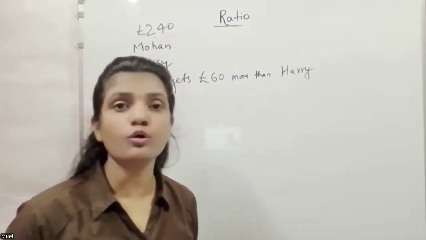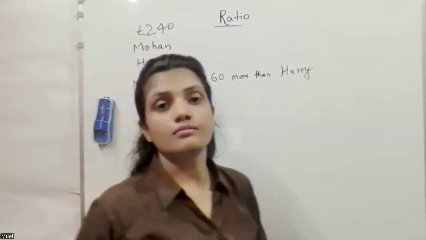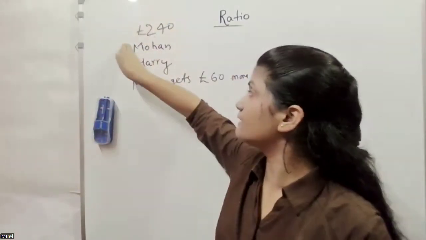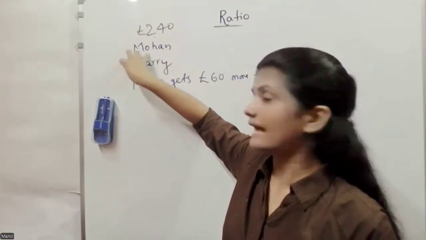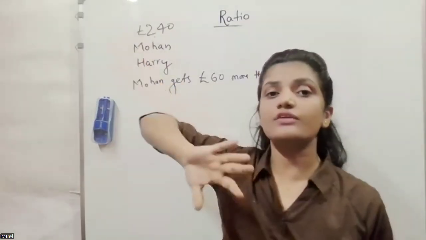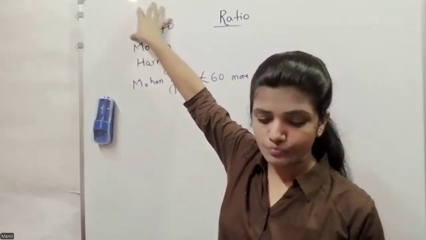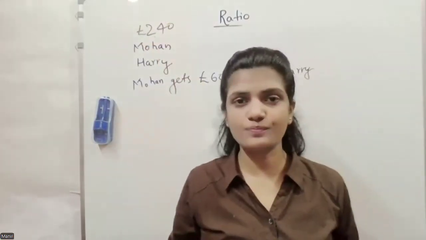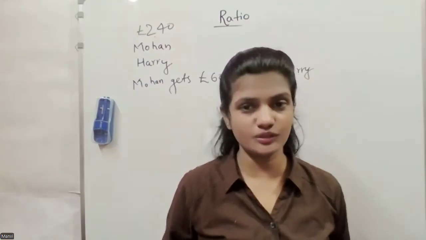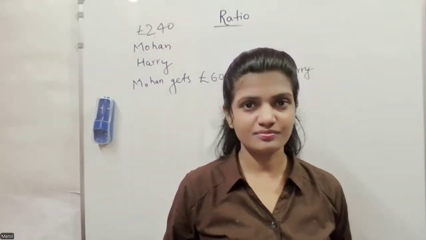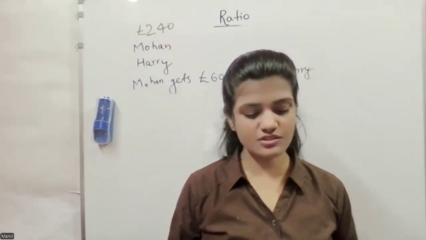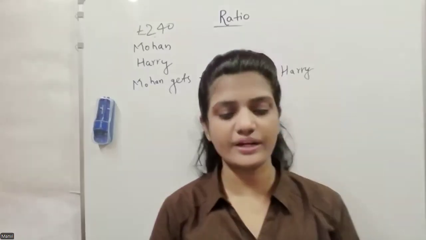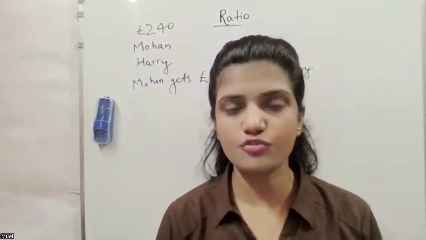So whenever we know the total value, this is the sum of Mohan's money and Harry's money, right? Whenever we know the sum of two numbers and the difference between the two, then we can easily calculate the two numbers. So please try question 14. They give us the sum of two numbers is 200 and the difference between them is 40.